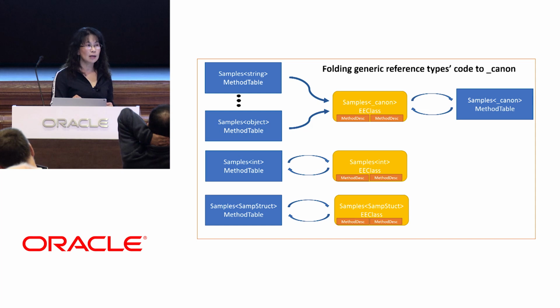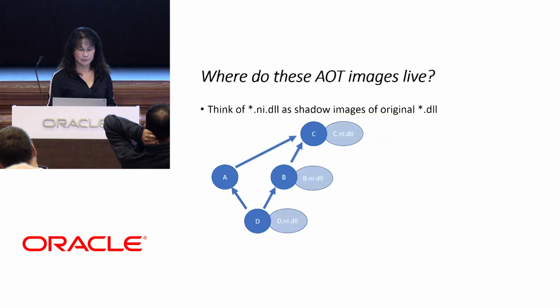This diagram may not be striking in showing that we save a lot of space, but it actually does, because my example only gives you 2 generic instantiations over reference types. In real-world execution, it's actually way more than that. Any questions? Okay.